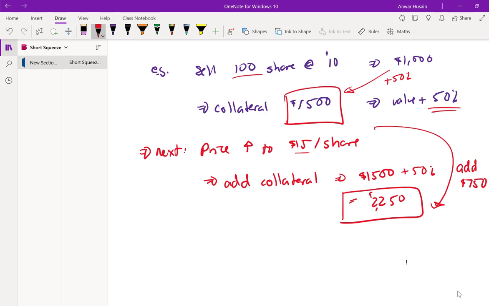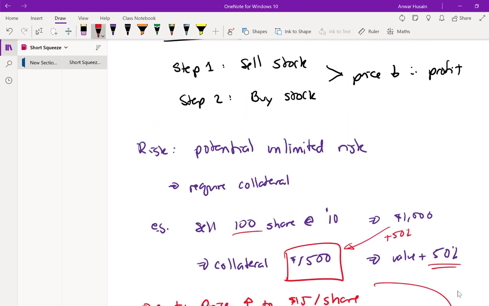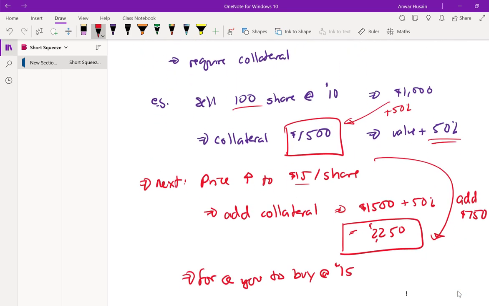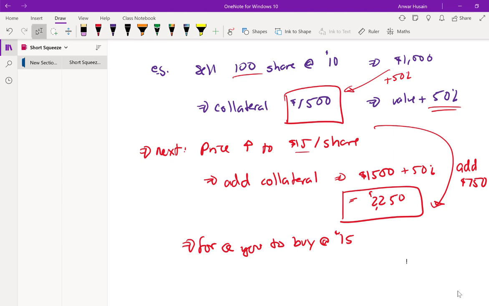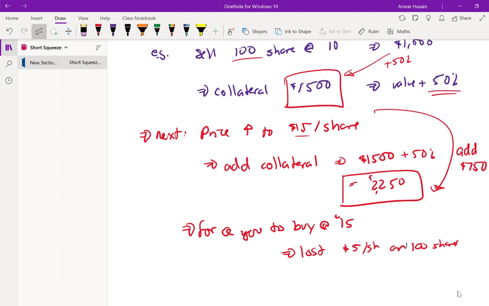If you can't, if you don't want to do it or you don't have the money, then we will force you to close your position, and they will force you to buy. So they'll force you to do step two. Even though you didn't really want to do it, your position is now closed. You have to do it at market price. It's at 15. So as a result, you lost $5 per share on 100 shares. Okay, so you had a loss of $500. So that is a short squeeze, where you're forced to close your short position in a run.